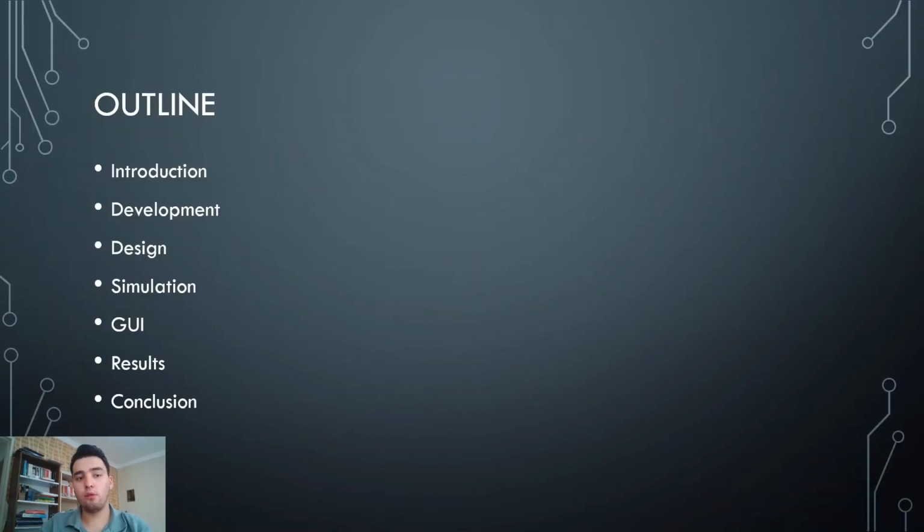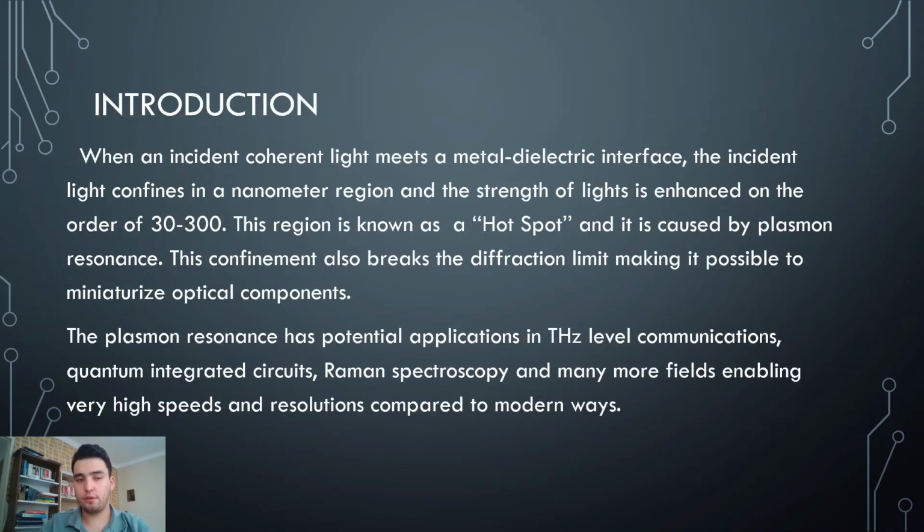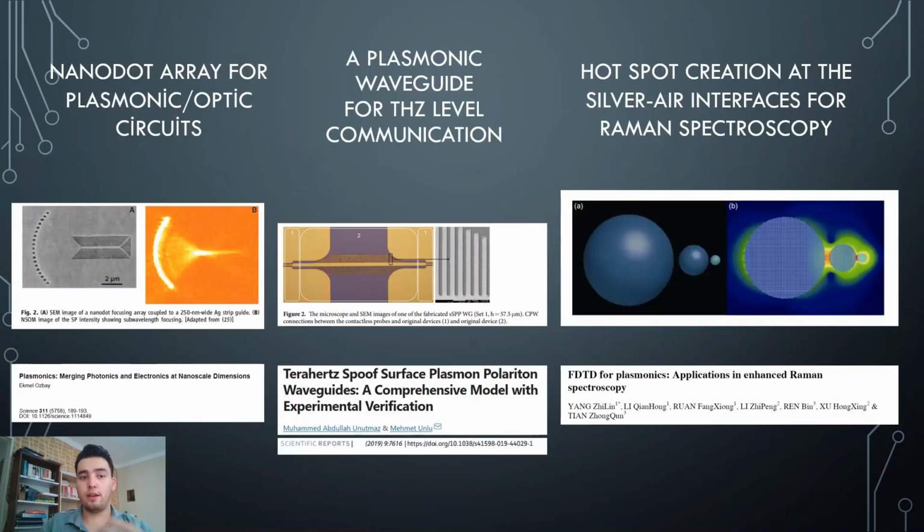Now, here you can see the outline. We will start with the introduction. When an incident light meets a metallic nanoparticle, at the metal-dielectric interface, the light is confined in a region called the hotspot. The hotspot intensity of the light is increased on the order of 30 to 300, hence allowing us to break the diffraction limit, which will allow us to combine integrated circuits and optical components on a single chip. Here you can see examples of that in plasmonic or optic circuits, in communication, or even in spectroscopy.